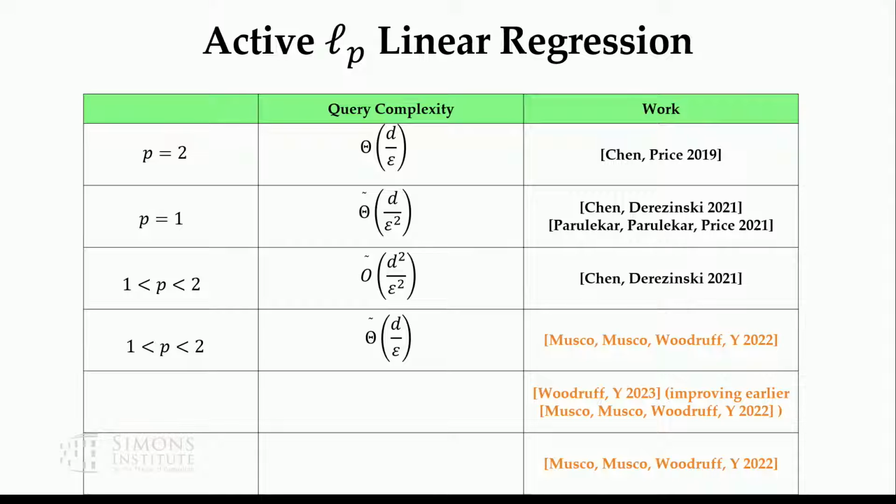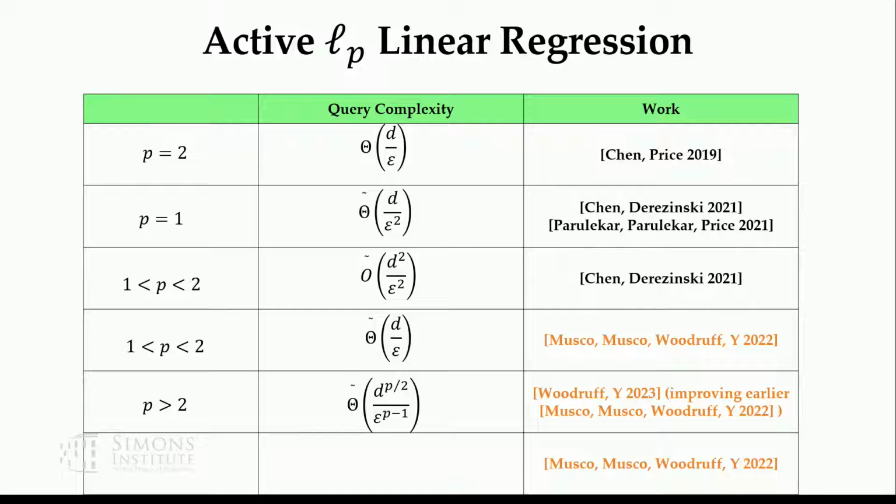Okay, so in our work with Musco and Tai, what we first were able to show is that for p between 1 and 2, you can actually get a d over epsilon bound. So you can improve this d squared to d, and you can improve this epsilon squared to epsilon. And that's also tight.